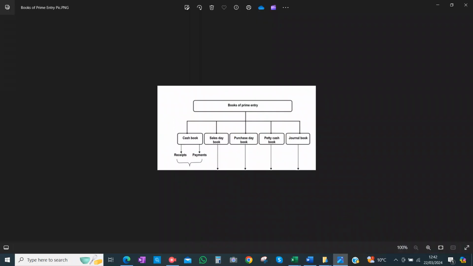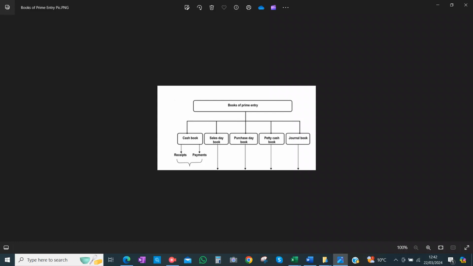So what we have studied today is day books. Day books are books of prime entries. It could be cash book, receipts and payments, sale day book, purchase day book, petty cash book, and journal. Other than the journal book, everything is recorded in the form of columns and rows. We made columns and we made certain rows, and we entered each piece of information on the right date and the right time, as per the right value and as per the correct category in that day book.